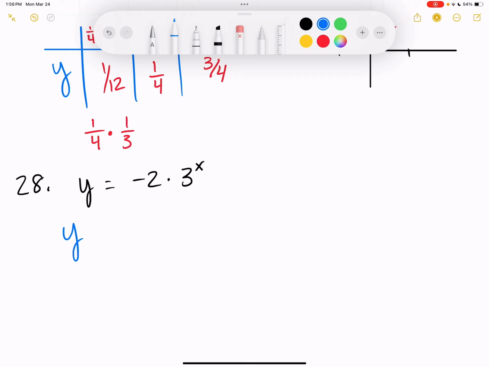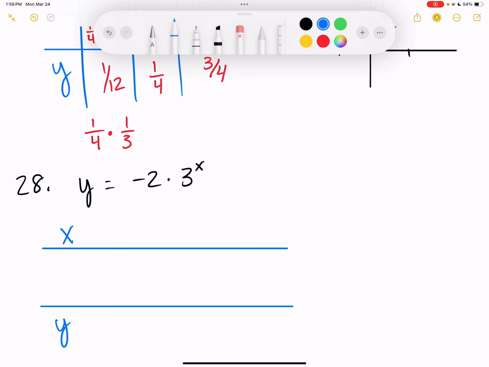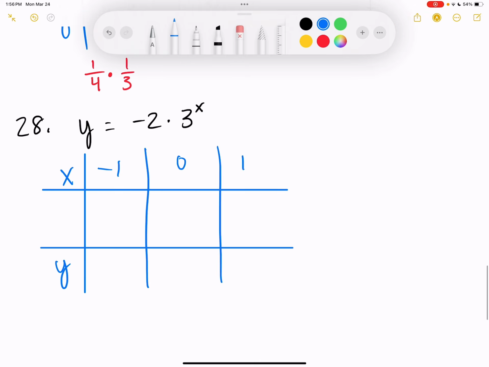I don't know why I just wrote y first. x always comes first. So I'm still going to go with -1, 0, and 1, leaving myself a little more room for the math than I did on the last one. All right, so I've got -2 times 3 to the -1. What would that give me? It gives you -2/3. Yep, because this would be -2 times 1/3. So -2/3.